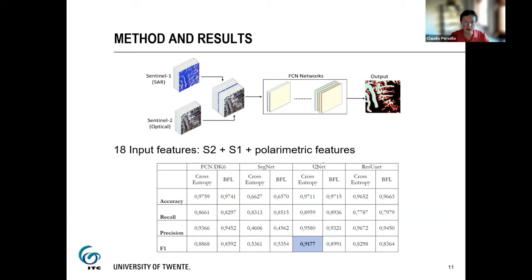And here you see a table. I will not comment in detail on all these results, but we see different metrics, different network architectures, and even different loss functions that we used for the training. One of the takeaway messages is that combining multiple features is helpful for increasing the accuracy. So combining Sentinel-2 and 1 is an effective way. And also extracting additional polarimetric features helps in enhancing the accuracy. And we reached an F1 score which is above 90%.